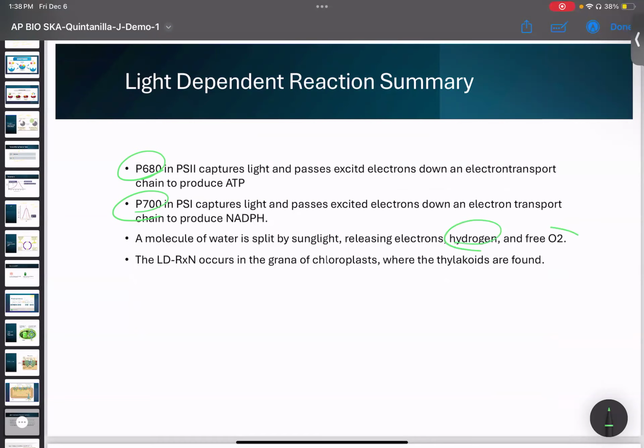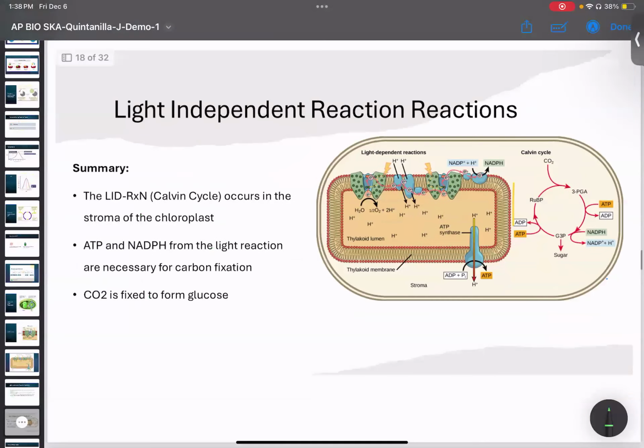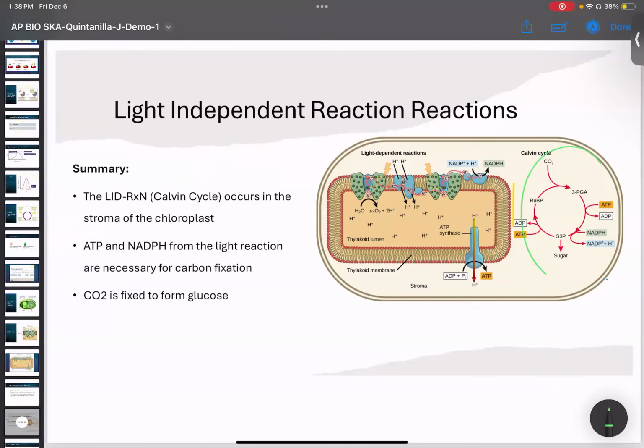And then also the light dependent reaction occurs inside the granum of the chloroplast where the thylakoids are found. So again, this is just inside the thylakoid. Now, the light independent reaction, which we mentioned briefly, takes place outside the thylakoid. So this takes place inside the stroma.